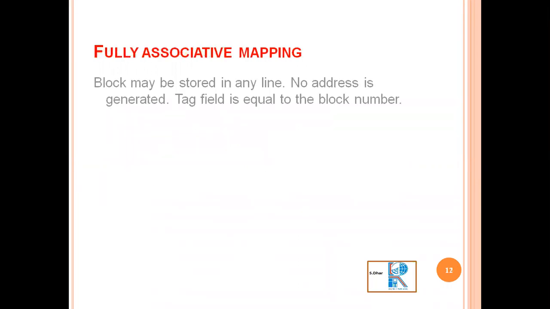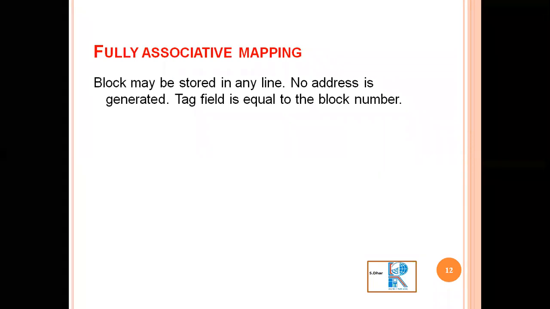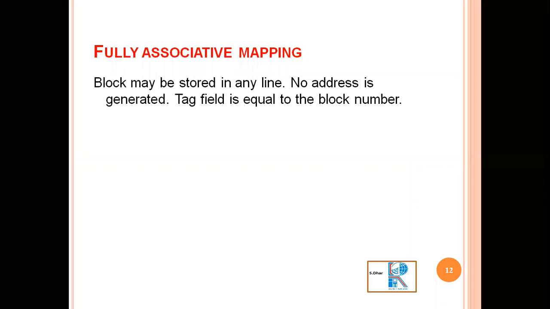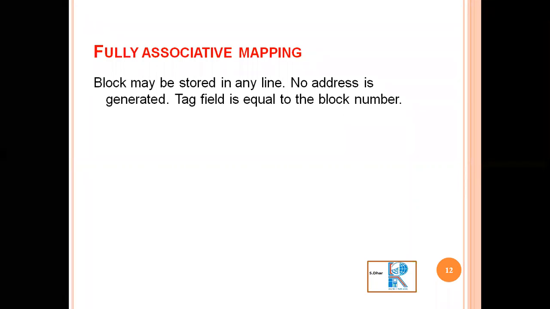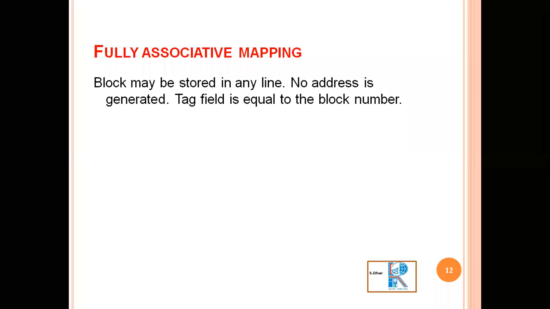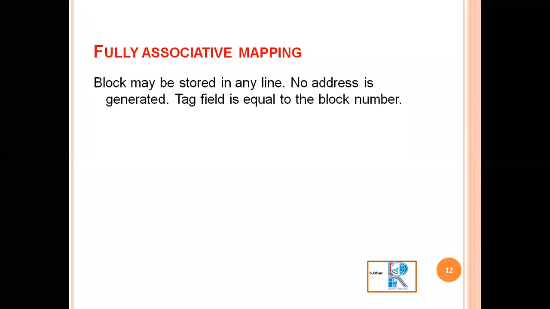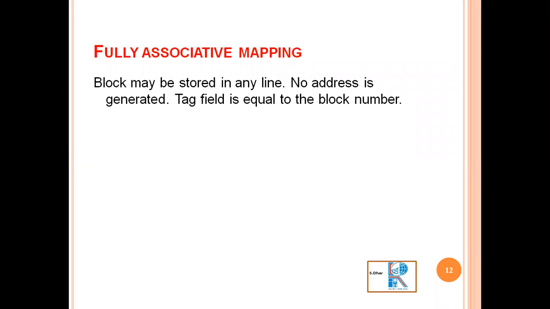So its speed is the highest, I have already told. To solve the problem, another mapping is used, that is called fully associative mapping. What is the concept of fully associative mapping? In the fully associative mapping, no address is generated. The processor finds an empty space in the cache line. If any line is empty, it will put the particular block into that line. It will not use any algorithm for generating the address.